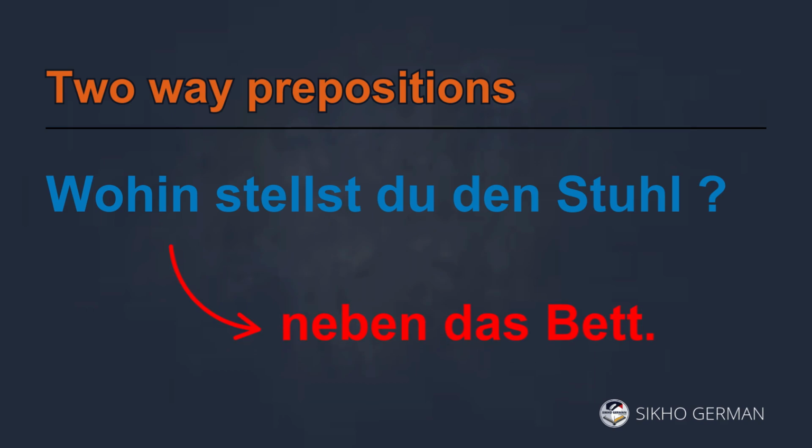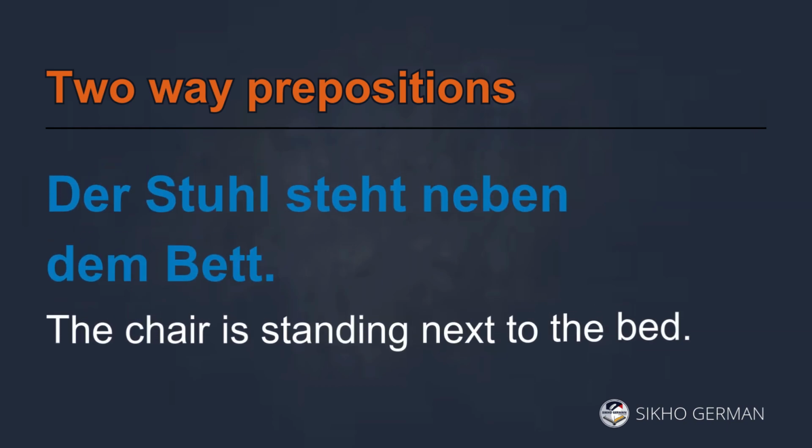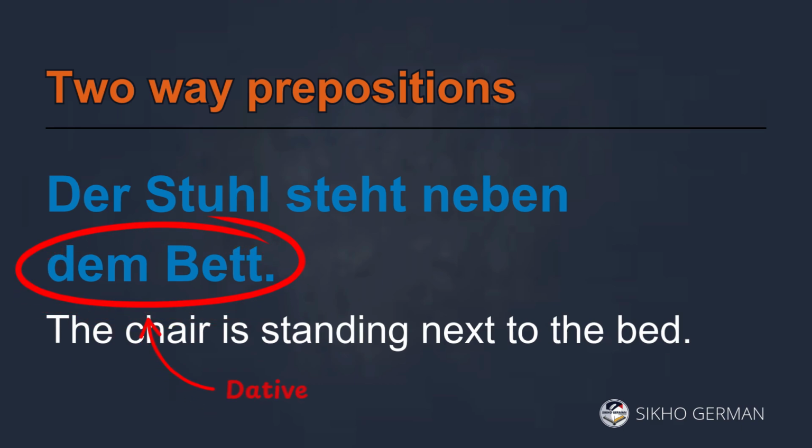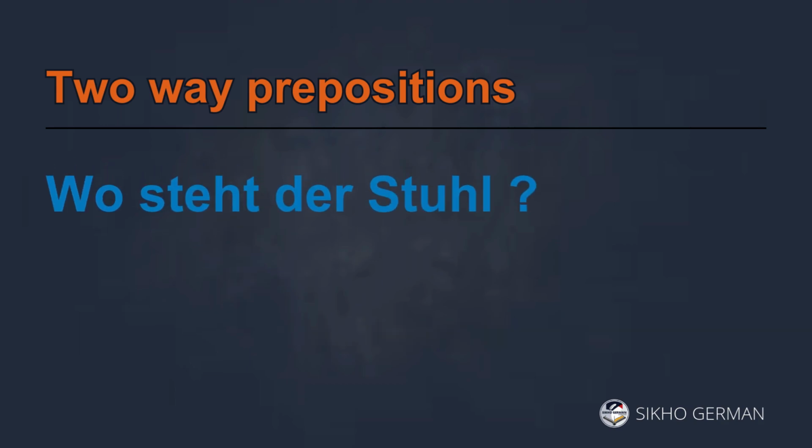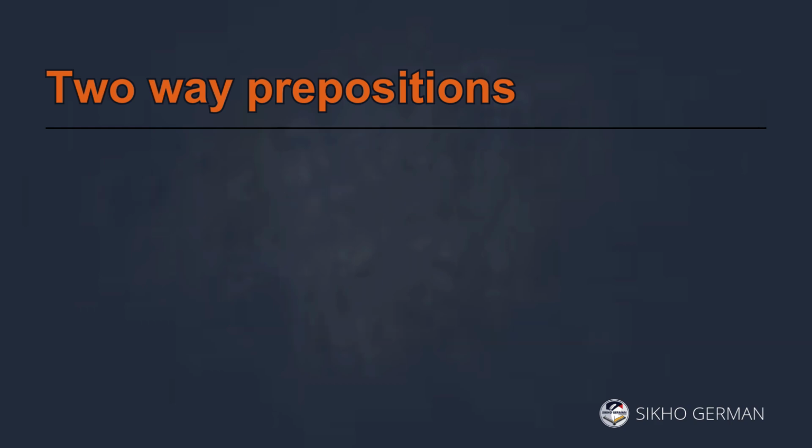Answer, neben das Bett. The neuter das Bett stays das in accusative. Der Stuhl steht neben dem Bett. The chair is standing next to the bed. This uses dative because there's no movement. The chair is already positioned next to the bed. Wo steht der Stuhl? Where is the chair standing? Answer, neben dem Bett. The neuter das becomes dem in dative.